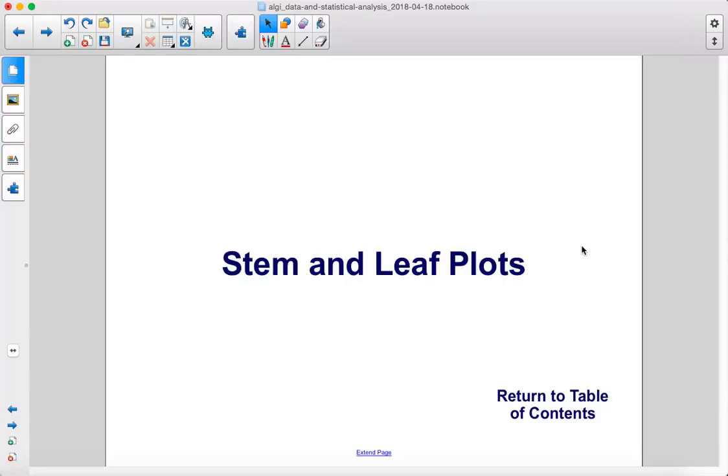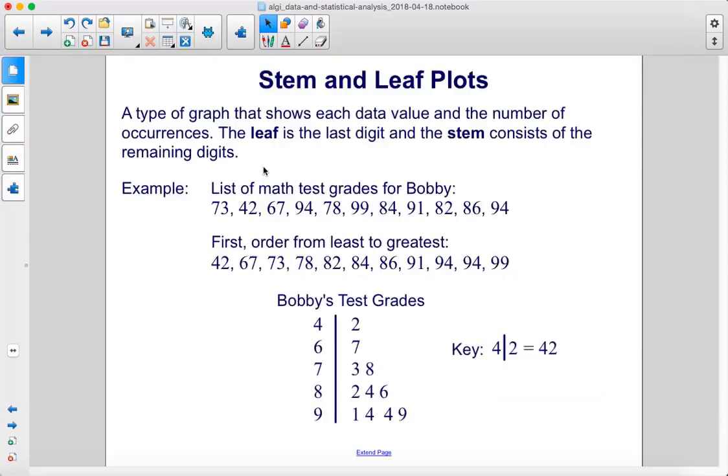Stem and leaf plots. A type of graph that shows each data value and the number of occurrences. The leaf is the last digit and the stem consists of the remaining digits. For example, a list of math test grades for Bobby.